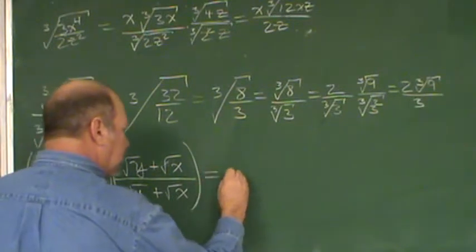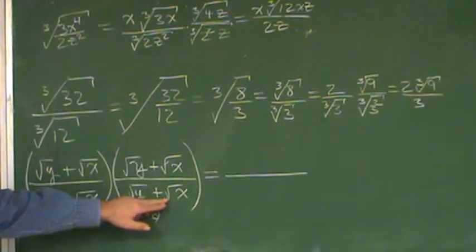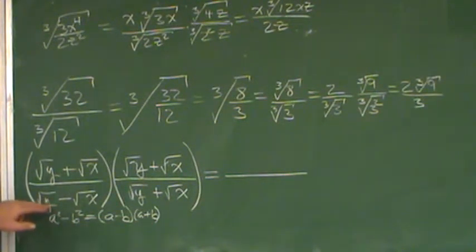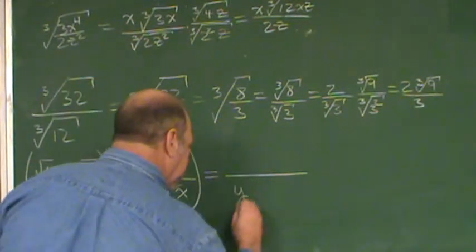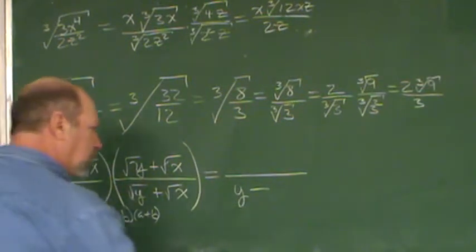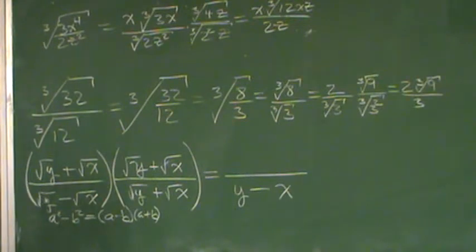Now on the bottom, you have a neat little shortcut to simplify that, because remember, the whole purpose is to make the radicals go away. This is a minus b times a plus b. When you take a minus b times a plus b, you get a squared minus b squared. A is the square root of y. The square root of y squared is simply y. B, and it's going to be minus, b is the square root of x. Well, when I square the square root of x, the square root goes away, so the bottom is simply y minus x. That's the whole point behind this problem.